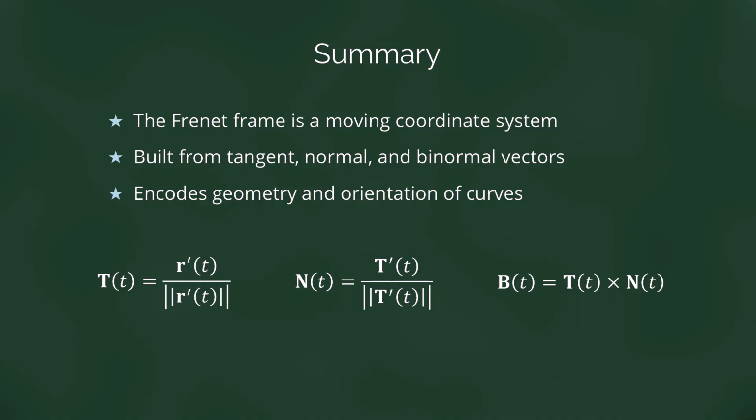So what we see is when we construct these vectors, this Frenet frame or TNB frame becomes a moving coordinate system. It's built from tangent, normal, and binormal vectors, which are all unit vectors. They have magnitude 1, and they are all orthogonal to one another. This helps us to understand the geometry and orientation of our curves, independent of any motion along them.